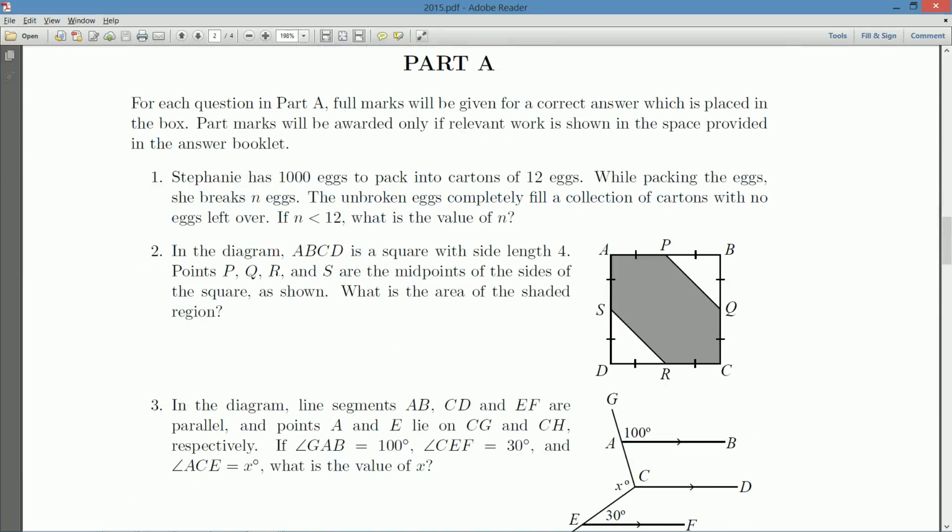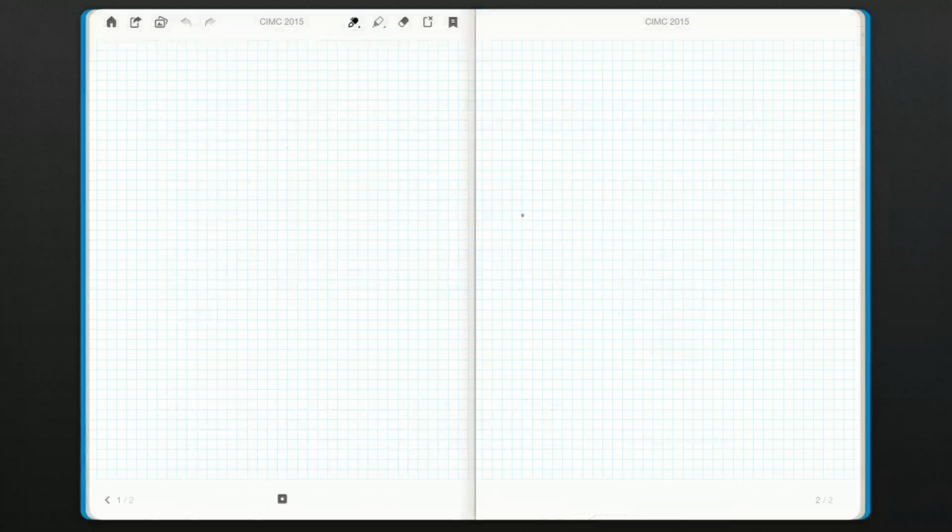Question 1 in Part A. Stephanie has 1,000 eggs to pack into cartons of 12 eggs. While packing the eggs, she breaks a certain amount, we'll call it N eggs. The unbroken eggs, the ones she didn't break, completely fill a collection of cartons that can fit 12 eggs, with no eggs left over. If N is less than 12, what is the value of N? So we're looking for N, and it's a particular value.